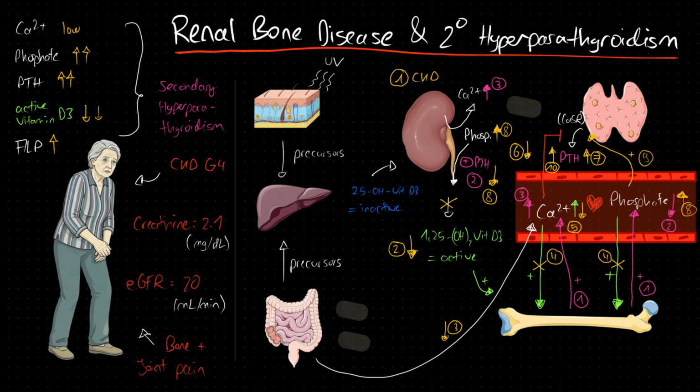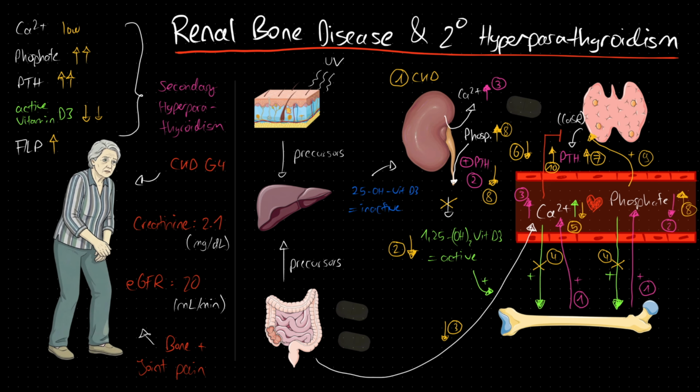Let's summarize this part. In chronic kidney disease, patients lack active vitamin D3. This leads to low calcium levels in the blood and decreased bone formation. Hypocalcemia stimulates PTH secretion, which releases calcium and phosphate from bone into the blood. Consequently, calcium is maintained at a low normal level.